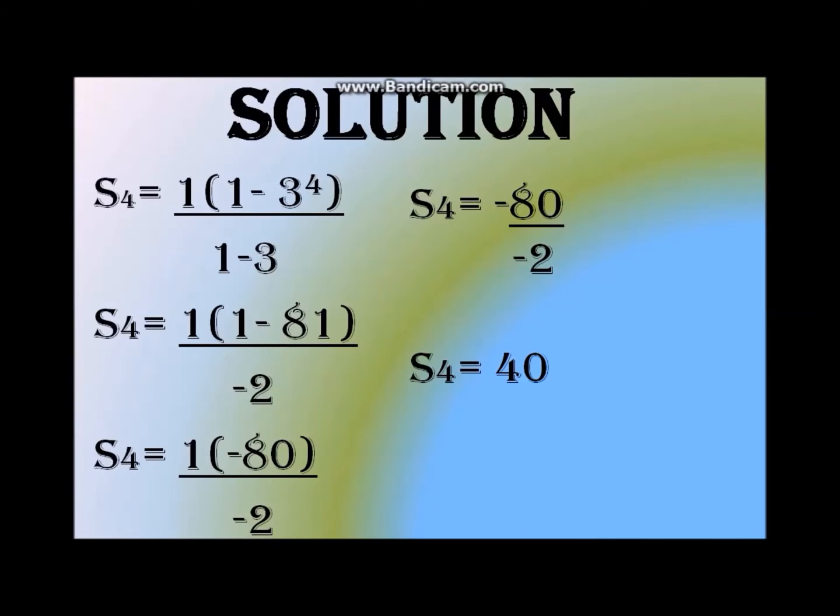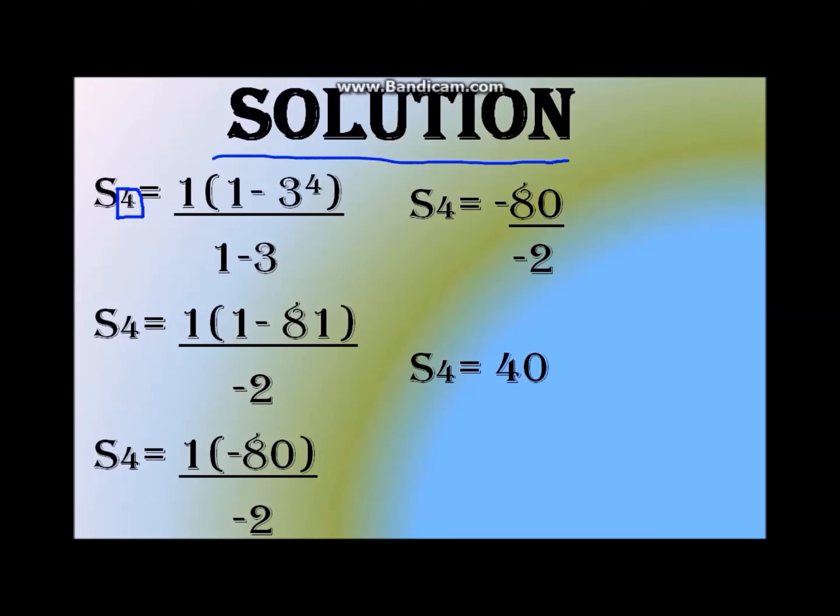So here is the solution to the word problem. Let's assume that the starting point of the population of the bacteria is 1. So our a sub 1 will be 1. So let's move on to the formula. We will have S sub 4 is equal to 1 times the quantity of 1 minus 3 raised to 4 divided by 1 minus 3.